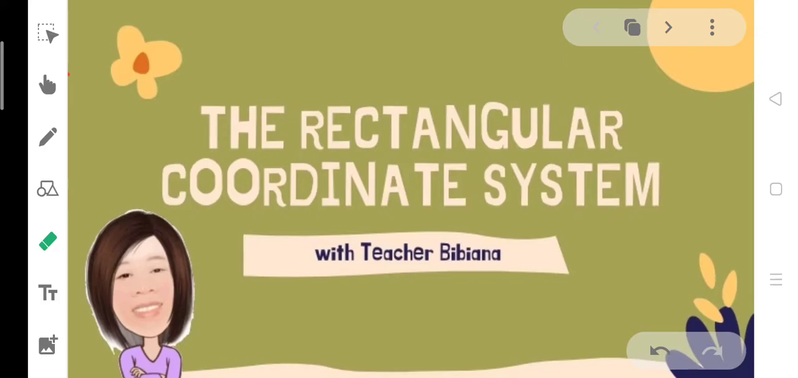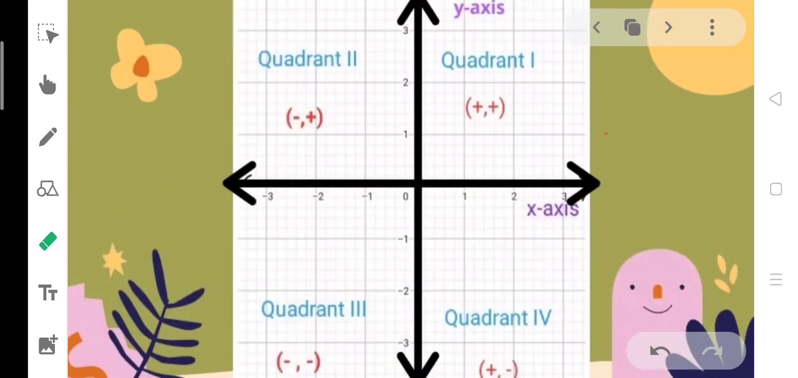Let us have the rectangular coordinate system. This is also called the Cartesian coordinate system. This is named after René Descartes, a French mathematician who developed this system. Now, why rectangular? Because it looks like a rectangle. And why system? Because all the points therein follow a system. So, this is the rectangular coordinate system.